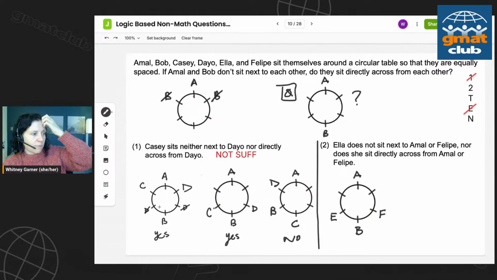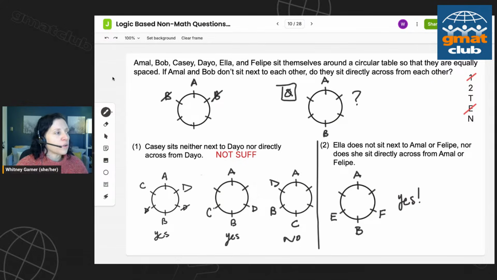I don't have any option, right? I have to put Bob at the bottom. I can't put him up in the corner. And so I've only got one scenario that works. I could move Ella to the other one, but it would just be the mirror image of this. Because of that, I get an answer of yes, Bob does in fact sit directly across from Amal. And so if statement 2 is sufficient, my correct answer is B.